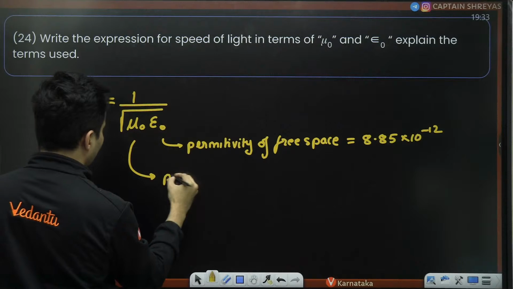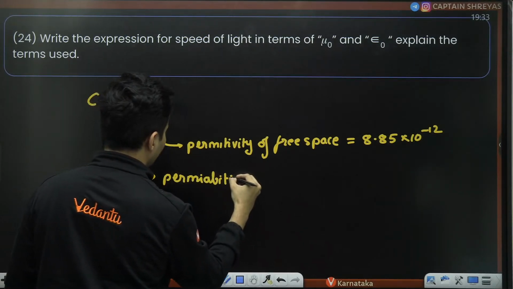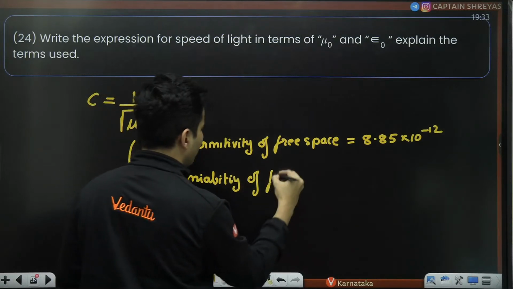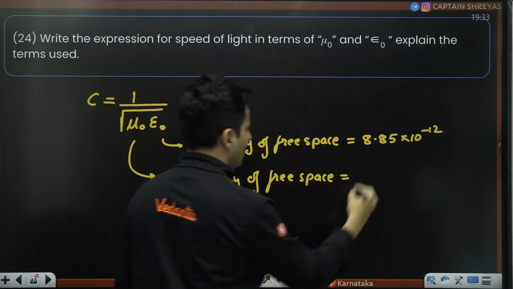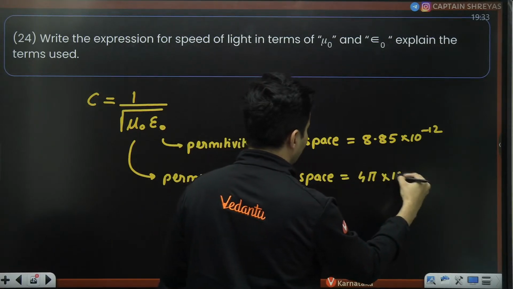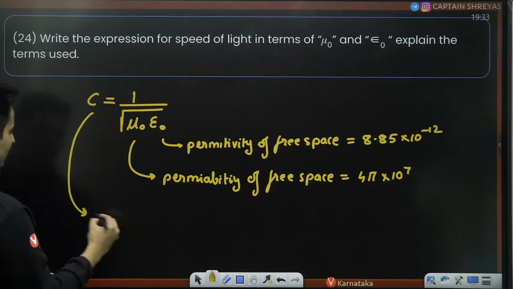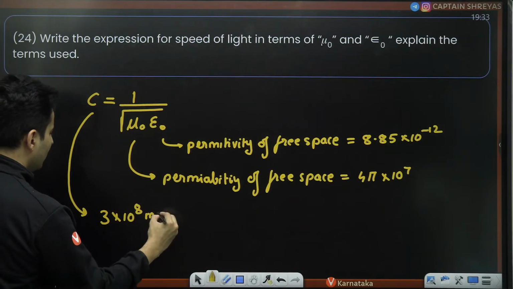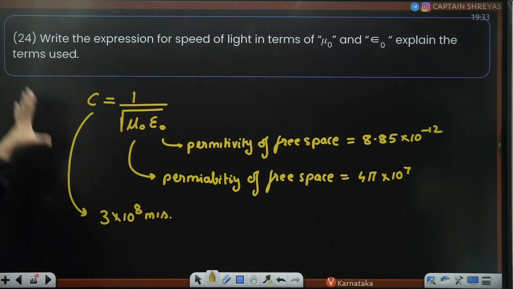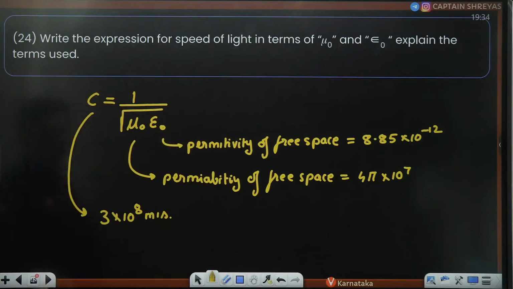This is nothing but permeability of free space, which is having a value of 4 pi into 10 to the power minus 7 SI units. After substituting, the value of the speed of light comes out 3 into 10 to the power 8 meters per second. This is what you should write down. If you write it, 100% you will get the full marks over here.